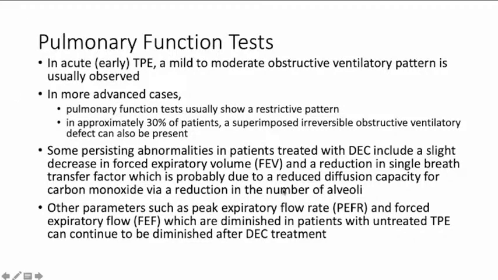When you're measuring the diffusion factor, it's basically looking at the integrity of the thin membrane between the alveolus and the capillary endothelium. In some cases, when you have long-standing fibrosis, the diffusion factor or the transfer factor would be reduced because now there's thickening of that membrane that impairs oxygen diffusion across the membrane.